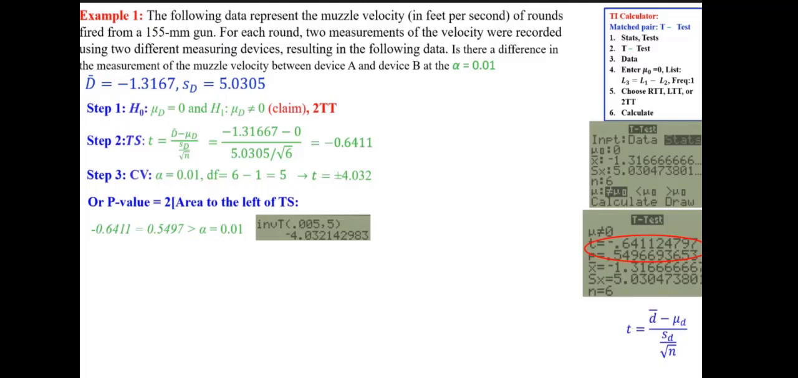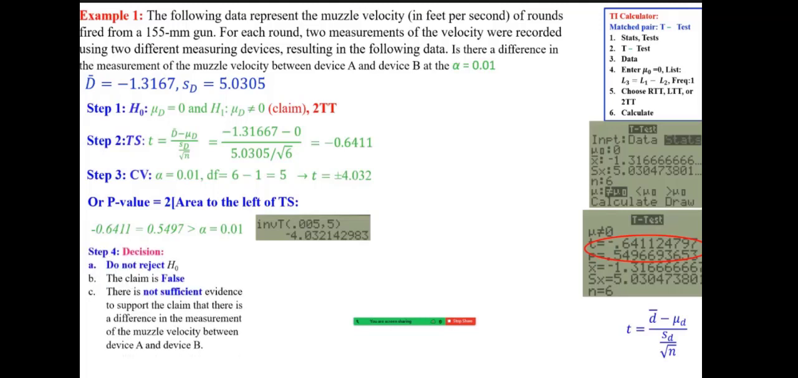P value is 0.549669363, and we write it with a few decimals. Clearly, it's larger than alpha of 0.01. Therefore, the result is do not reject, or fail to reject, H0. The claim is false. There is not sufficient evidence to support the claim that there is a difference in the measurement of the muzzle velocity between device A and device B.